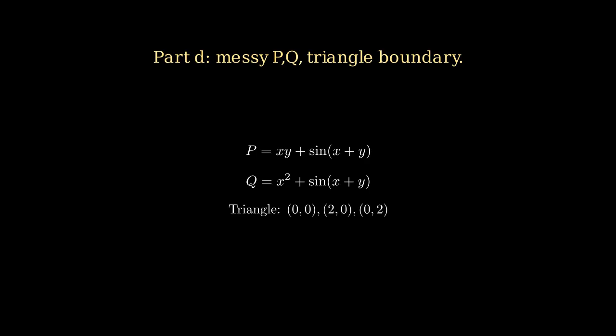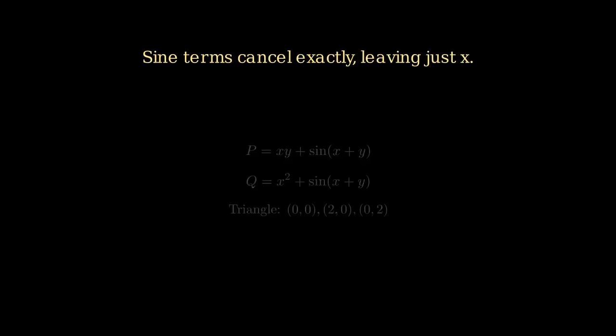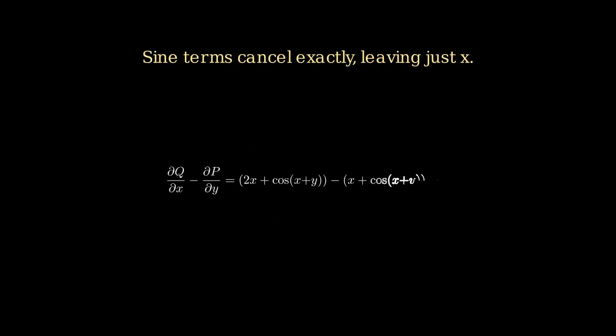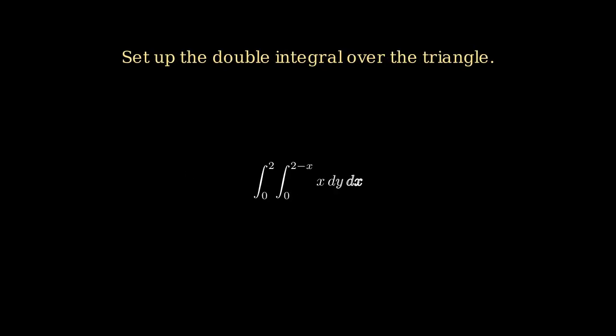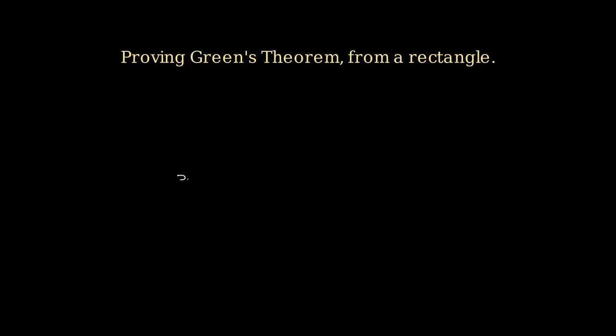Step 1. Apply Green's theorem regardless of how messy P and Q look. Step 2. The sine terms cancel exactly when you subtract, because sine of (x plus y) has the same partial derivative in x as it does in y, leaving just x. Step 3. Set up the double integral using the triangle's actual boundary lines as limits. The answer is 4/3. Finally, proving Green's theorem, building it from scratch.